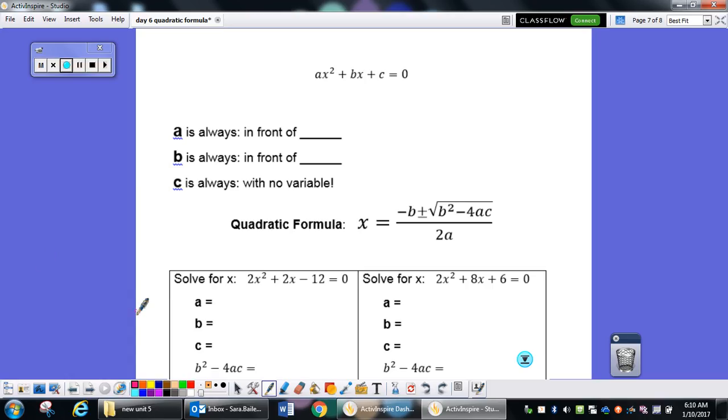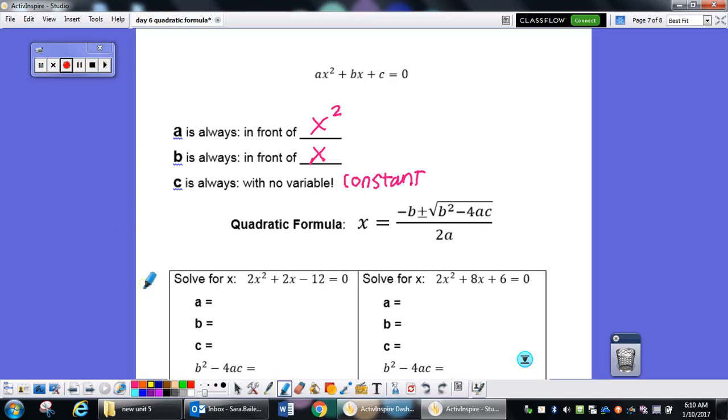So I'm just going to go through the front. I'll show you how I typically do these. Your equation always needs to be set equal to 0. You won't have to get anything on one side or the other. Your a is always in front of the x squared, your b is always in front of the x, and c is the term with no variable, the constant term. You won't have to memorize the formula. It'll always be given to you, or you can reference it in your notes.